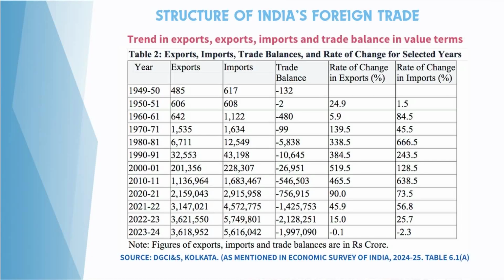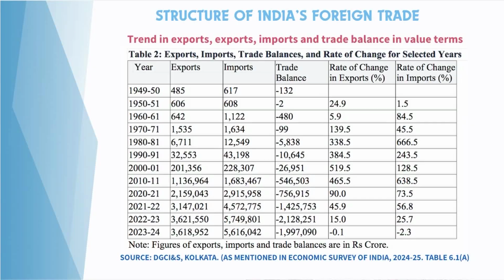exports and imports. Again, the year of 2020-21 marked a notable shift due to the COVID-19 pandemic, with exports slightly decreasing to 21,59,043 crore and imports falling to 29,15,958 crore, resulting in a trade deficit of 7,56,915 crore. The pandemic significantly impacted global trade, leading to fluctuation in both exports and imports.